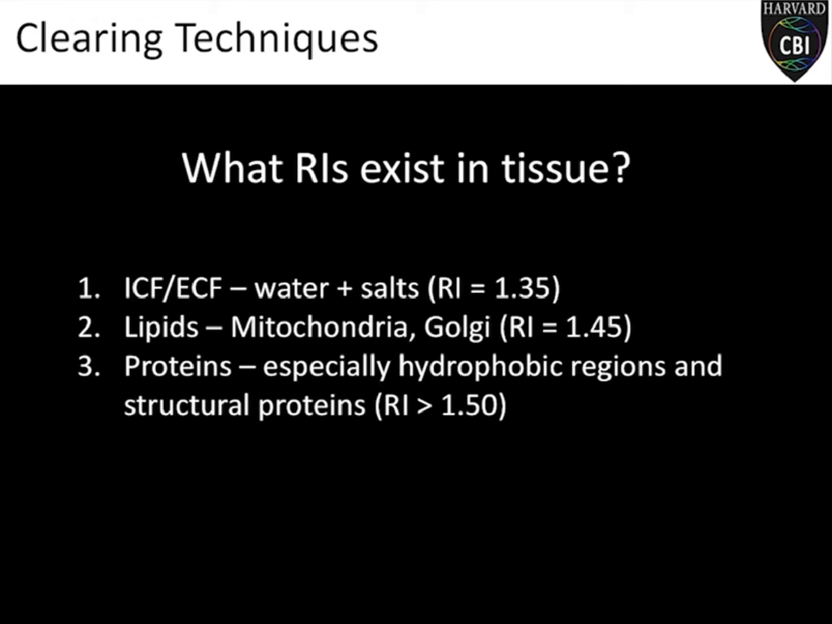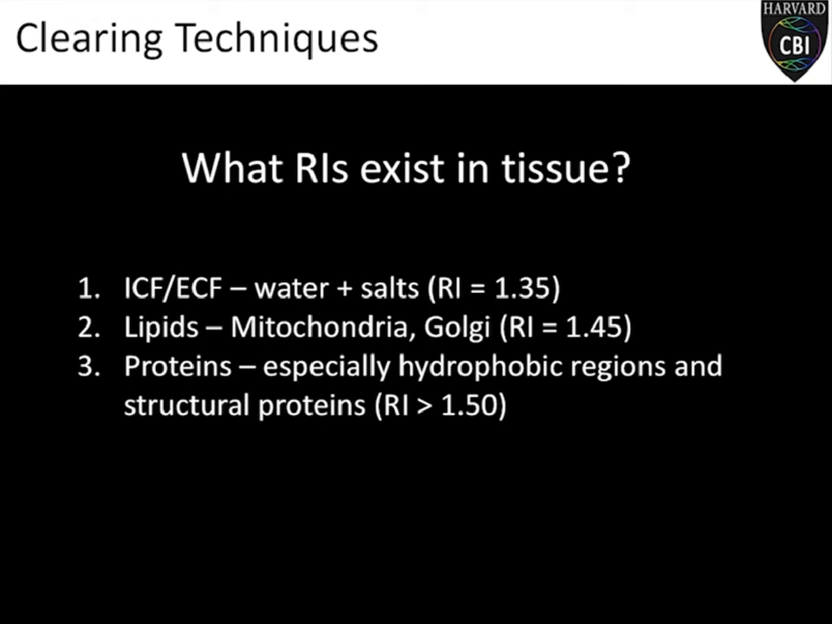Proteins as well can contribute to this. So especially if you have hydrophobic regions within a protein, but once again, these are generally quite small in relation to the wavelength of light and the amount of time that light interacts with them. But structural proteins like collagen, actin, myosin, that are very repetitive, these often have very high refractive indices, and these can be in the ranges of over 1.5. So these are three of the key refractive indices that we have within a cell.